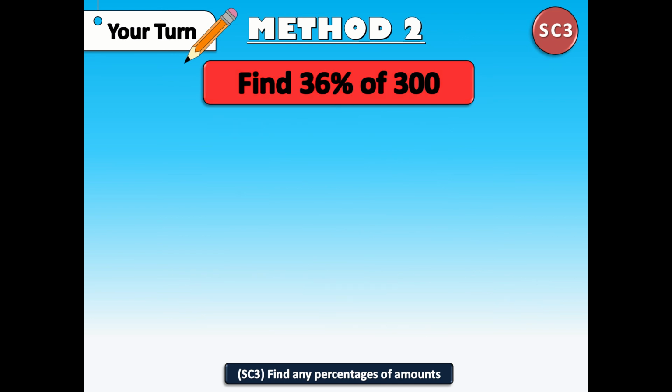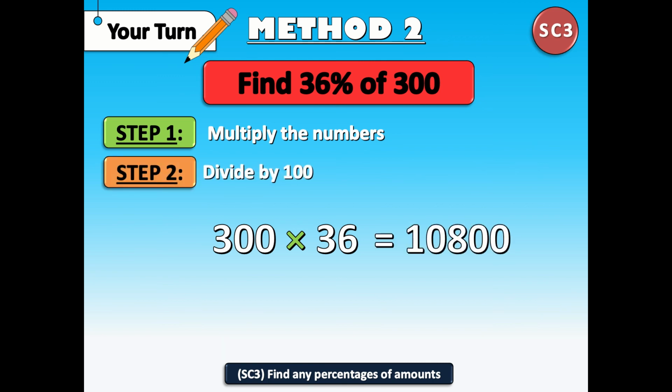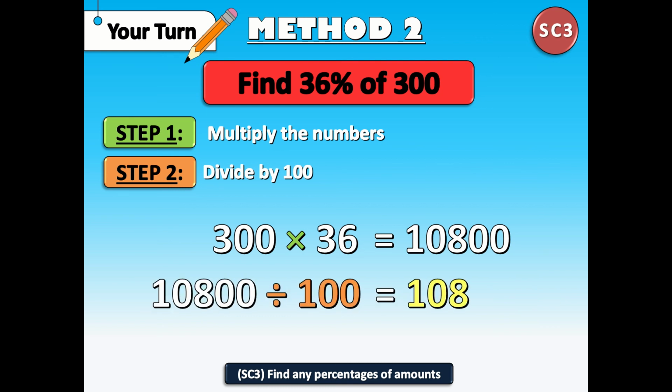Try answering the same question, but this time using method 2. Pause the video, and when you're ready to see what you should have done, press play. So to find 36% of 300, we multiply the numbers together, which is 10,800, and then we divide that answer by 100. So the answer is 108.